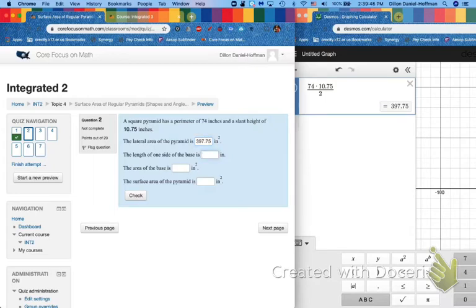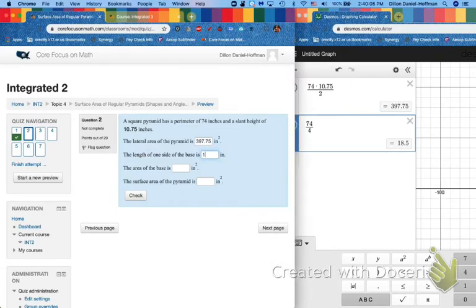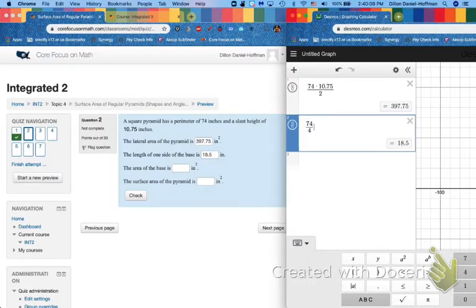The length of one side of the base. Well, we have a square pyramid with a perimeter of 74. A square has 4 sides. We reviewed that for number 1. So 74 divided by 4. Whatever your perimeter is, notice these numbers should match. The 74 matches the 74. Divided by 4, that gives you your square length. If I'm going too fast, again, just pause at any time. The area of the base. Well, since it's a square, length times width, you can either put squared down here, or you can multiply it times itself.